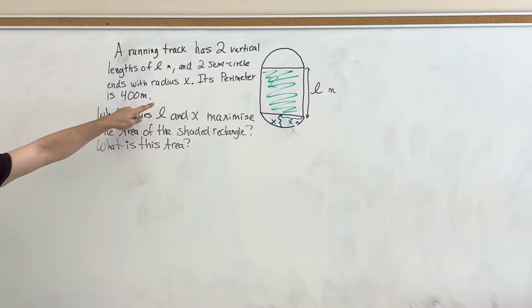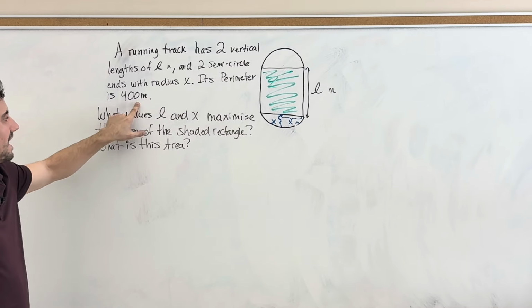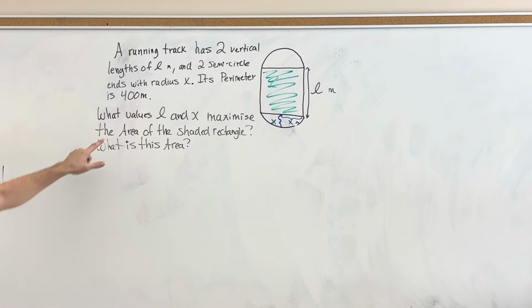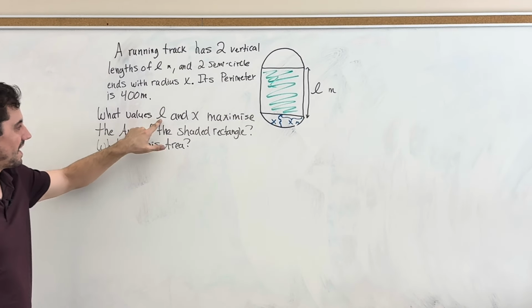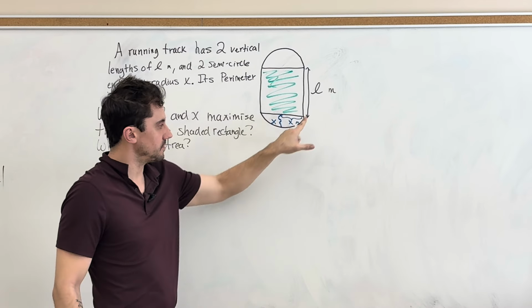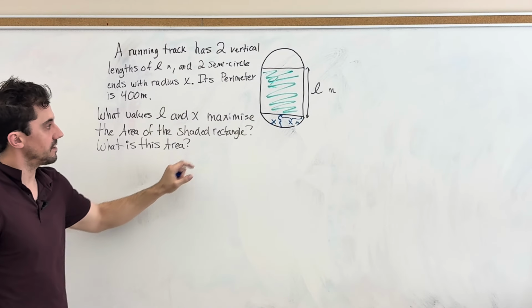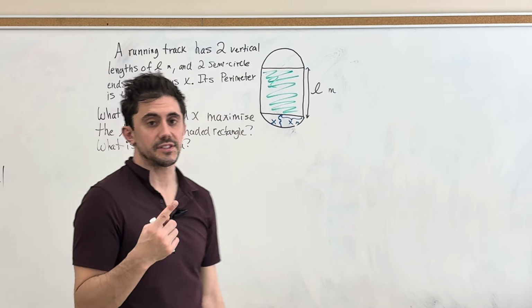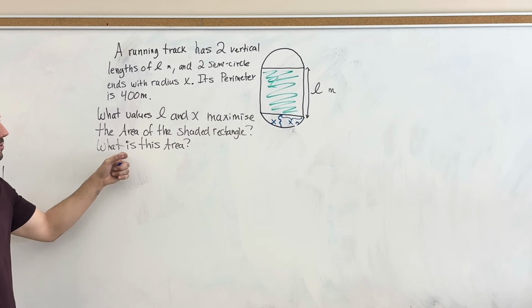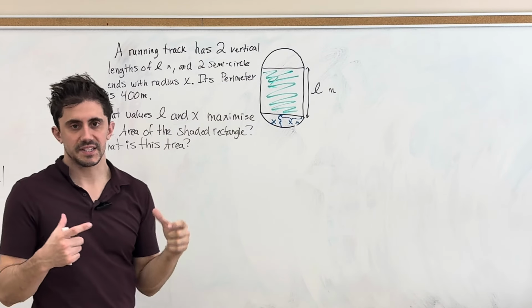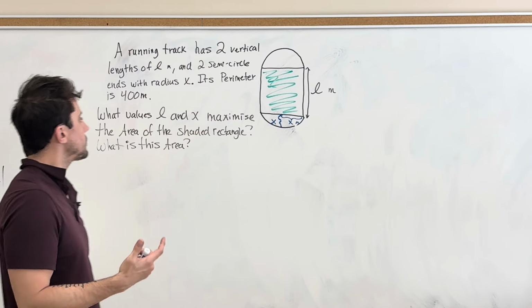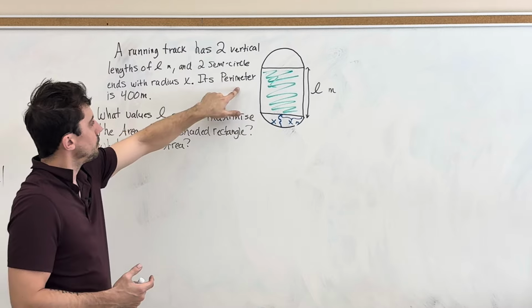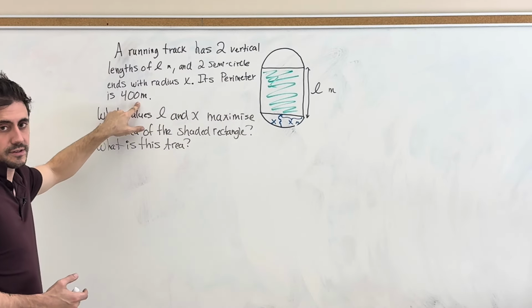Its perimeter we're given as 400 meters all around. So we're asked to find what values of L and X, respectively, would maximize the area of this green shaded rectangle inside of this track. And namely, what is that maximum area? So first and foremost, let's use the information we're given. We're told that its perimeter is 400 meters.